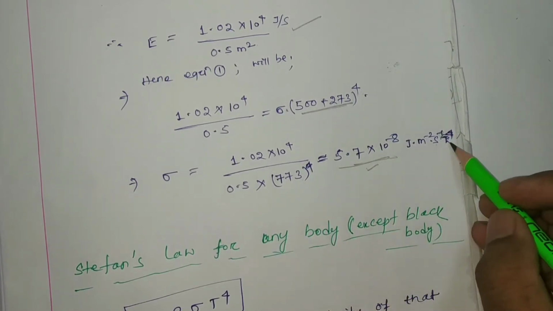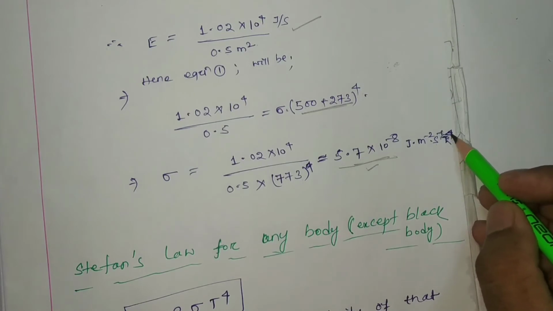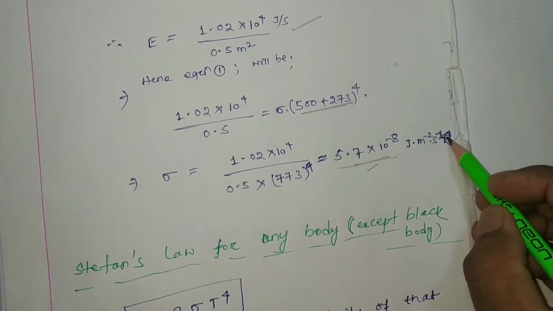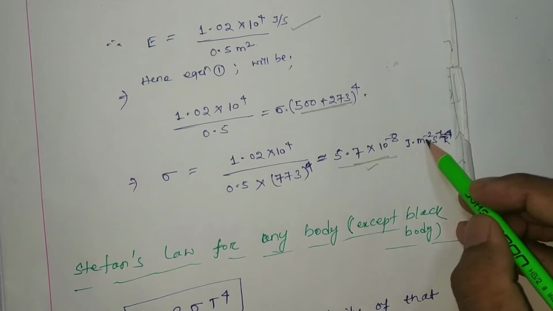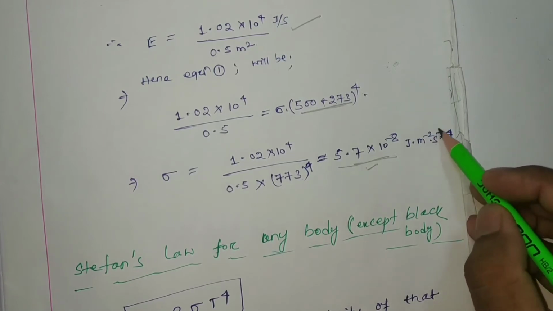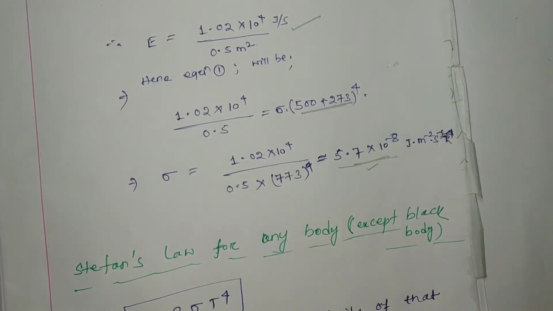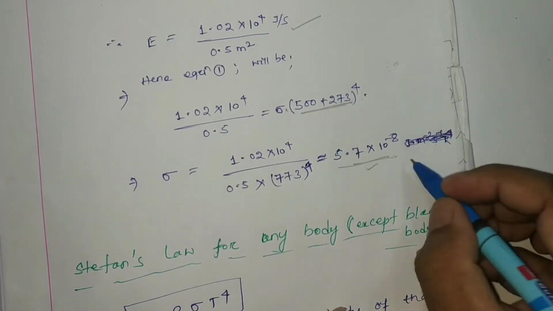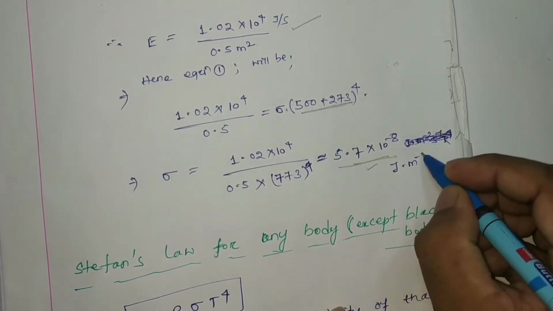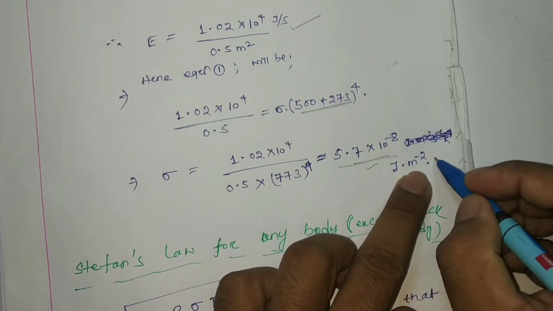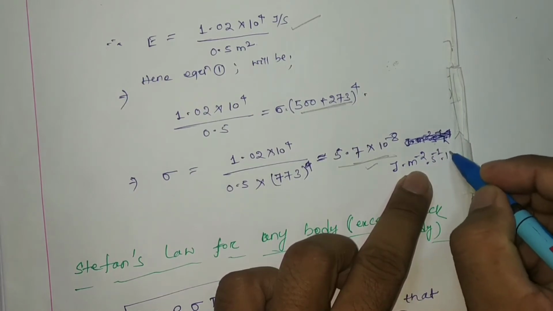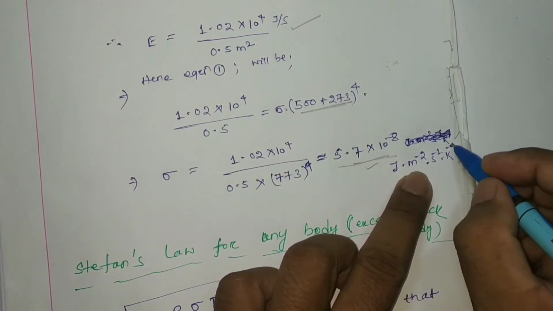Okay, and Kelvin to the power minus 4. This belongs to area, this belongs to time, second, and this belongs to temperature. I am going to write once again: Joules per unit area, that means meter to the power minus 2, per unit time, and K to the power minus 4.